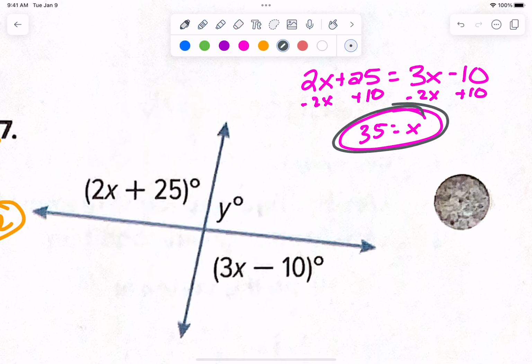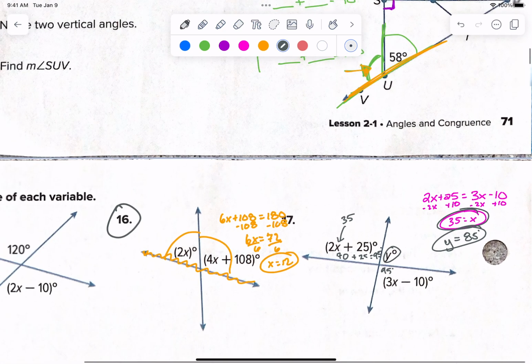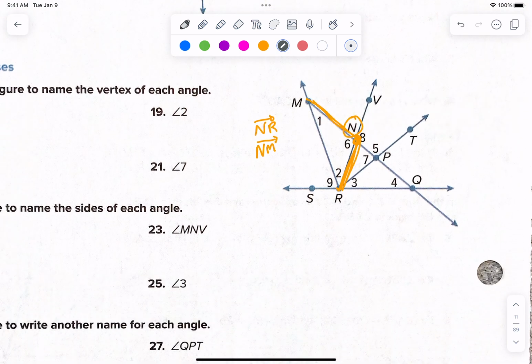So we got 35 as an answer, and then this morning to figure out what Y was, somebody said, let's subtract that from 180. Not quite. What do you have to do first? We have to plug 35 in. What's 2 times 35? It's 70. Plus 25 is 95. So this guy's 95, this guy's 95. So then subtract that from 180, and what's Y? Y is 85 degrees. Got it? Okay. Good.